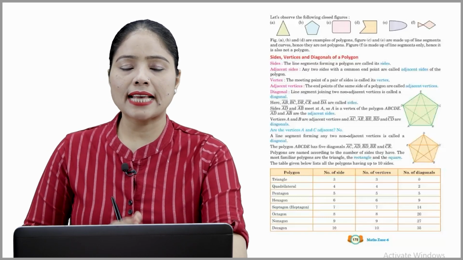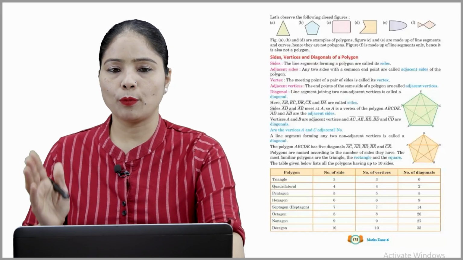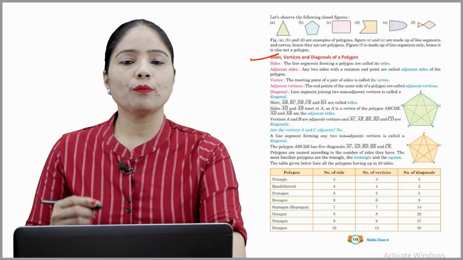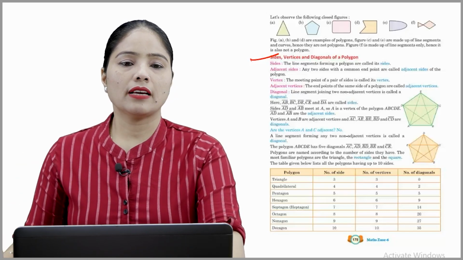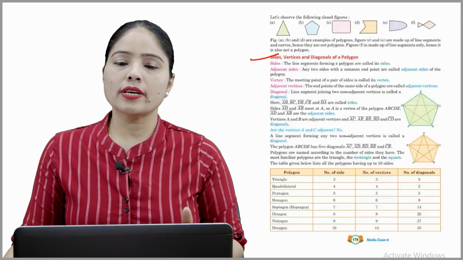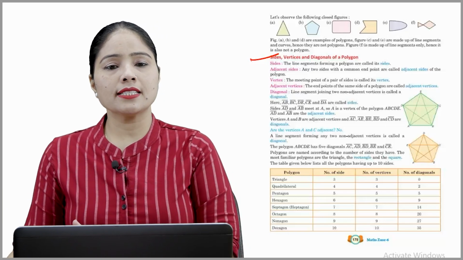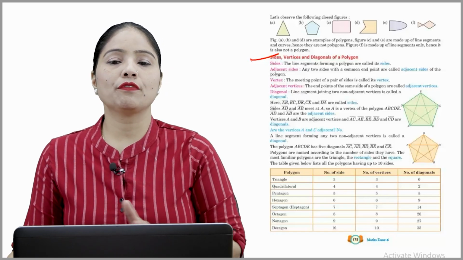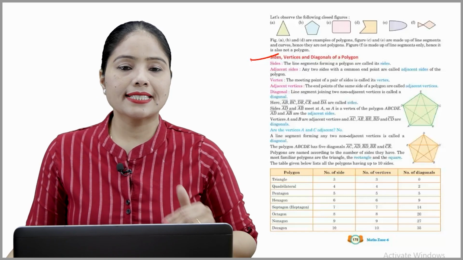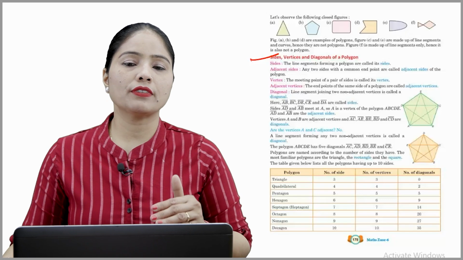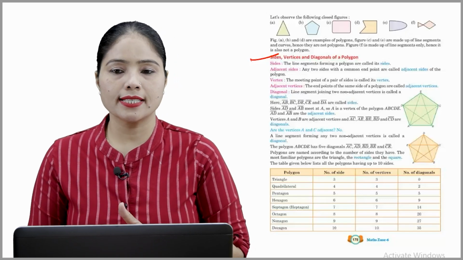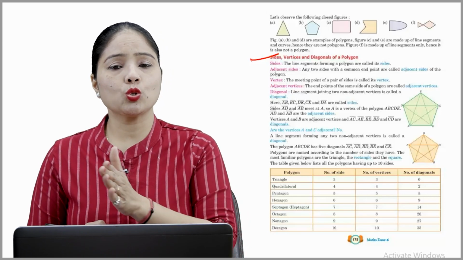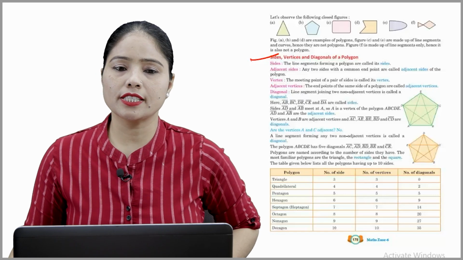So now move on, sides, vertices and diagonals of a polygon. First one is sides. The line segments forming a polygon are called its sides. Adjacent sides क्या होती हैं? Any two sides with a common end point are called adjacent sides of the polygon. Vertex क्या होता है? The meeting point of a pair of sides is called its vertex. Adjacent vertices क्या होता है? The end points of the same side of a polygon are called adjacent vertices. Diagonals: the line segment joining two non-adjacent vertices is called a diagonal.